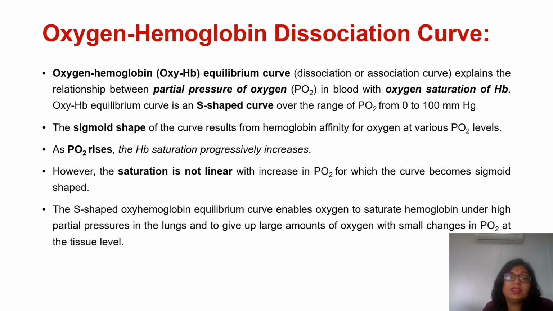As PO2 rises, hemoglobin saturation progressively increases. However, the saturation is not linear with the increase in PO2, for which the curve becomes sigmoid shaped. So what is the importance of this S-shaped hemoglobin equilibrium curve? It enables oxygen to saturate hemoglobin under high partial pressure in the lungs and to give up a large amount of oxygen with small changes in the PO2 at the tissue level.